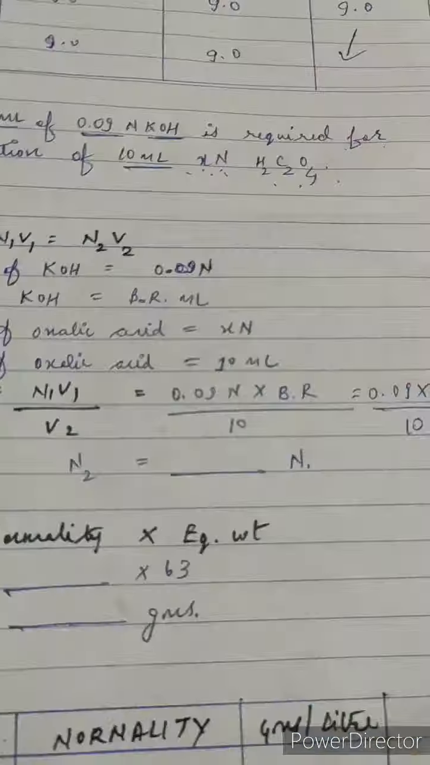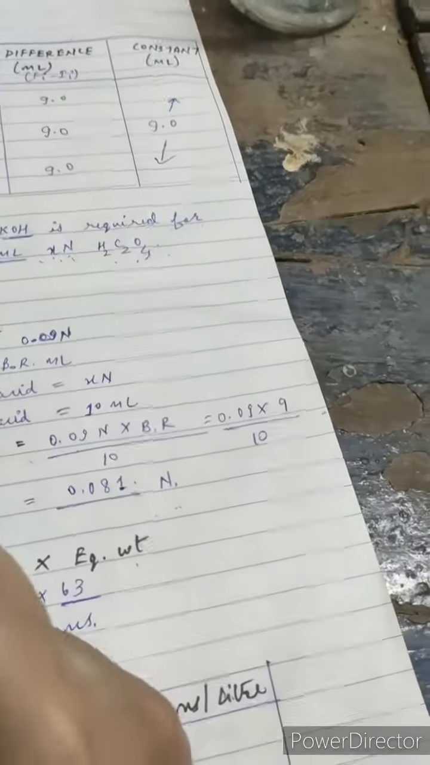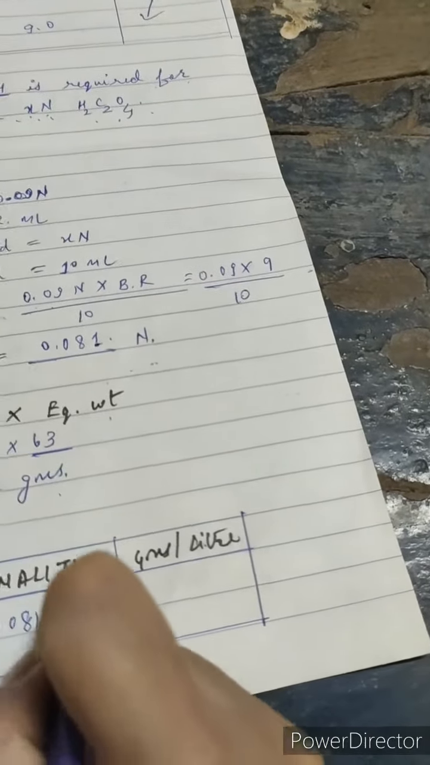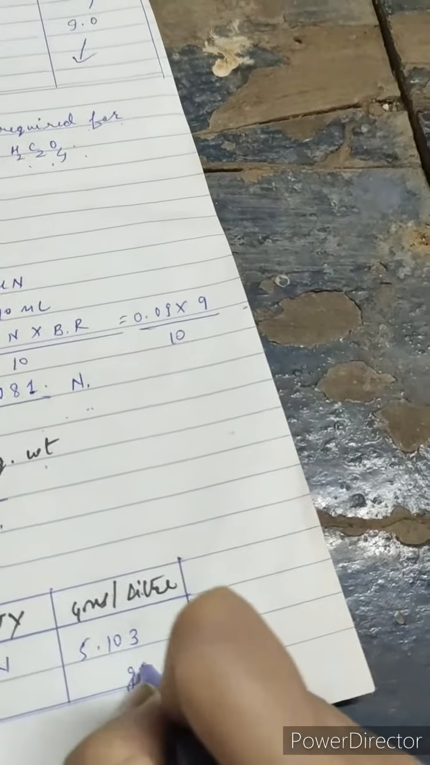This is the concentration of our oxalic acid. For knowing the grams per liter of oxalic acid, we will multiply the equivalent weight of the oxalic acid with the normality, which comes as 5.1 grams. In our final table, we'll write the normality and the grams per liter.